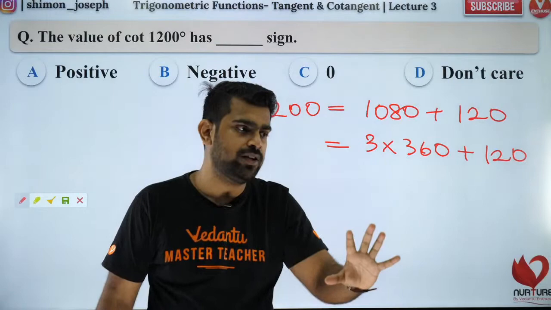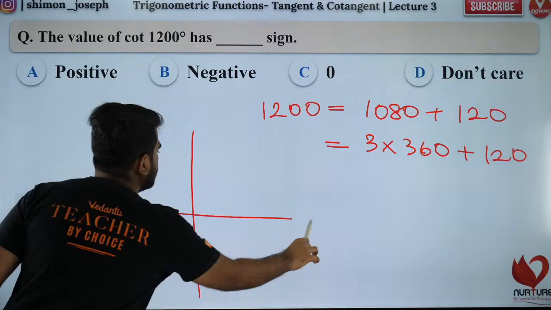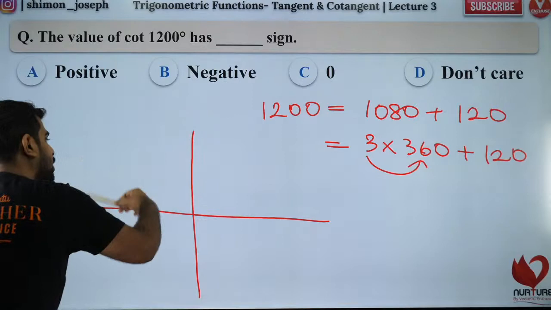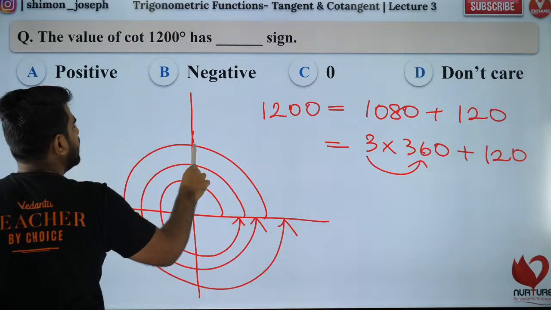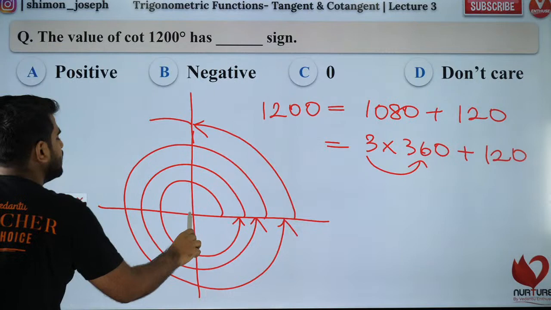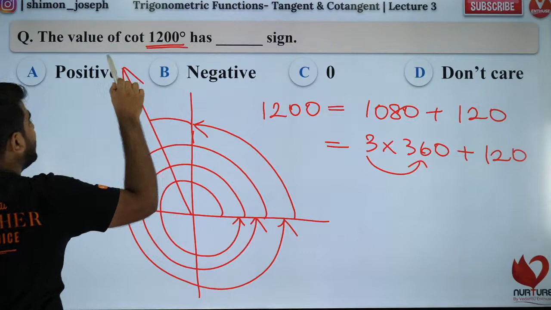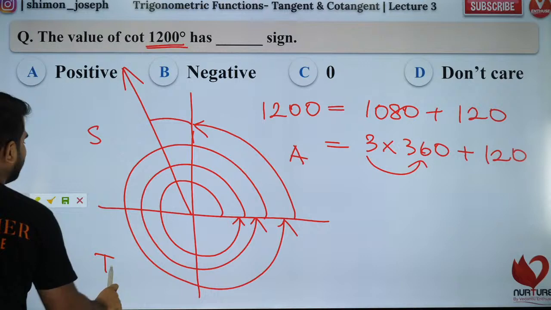Killer, killer. Brilliant. So now what I'll do is, I will draw the x and y axis. Now 3 into 360 means 3 full revolutions. So 1 full circle, 360. 2 full circles, 720. 3 full circles, 1080. Now 1080 plus 120. 1080 plus 90 means still here. 120 means it'll be in the second quadrant. Are you all clear? So this is the angle 1200. It'll be in the second quadrant. And we know that in the second quadrant, only sine and cosecant are positive.